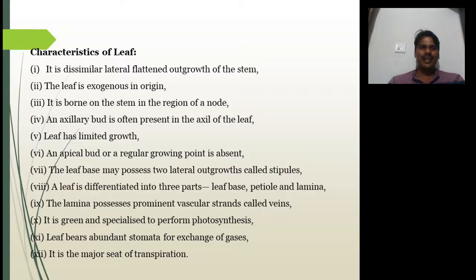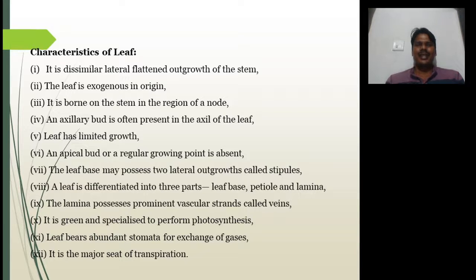It is green and specialized to perform photosynthesis. Green color, they always perform the photosynthesis activity. The green leaf bears abundant stomata for exchange of gases. It is a major seat of transpiration. The leaf plays a major role in transpiration and exchange of gases.